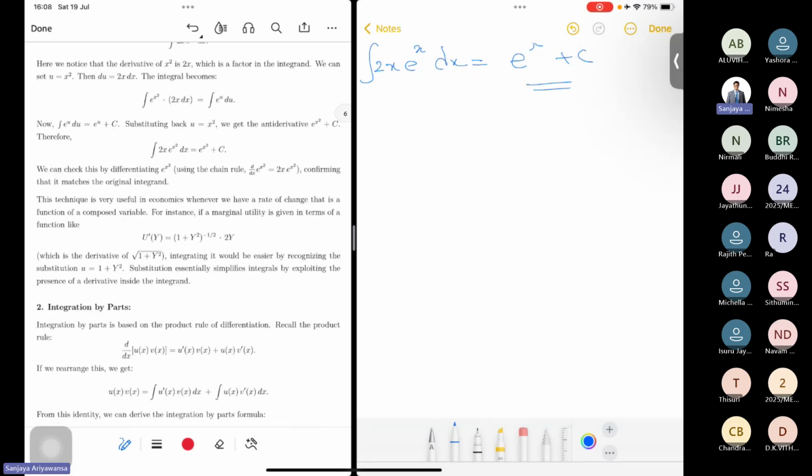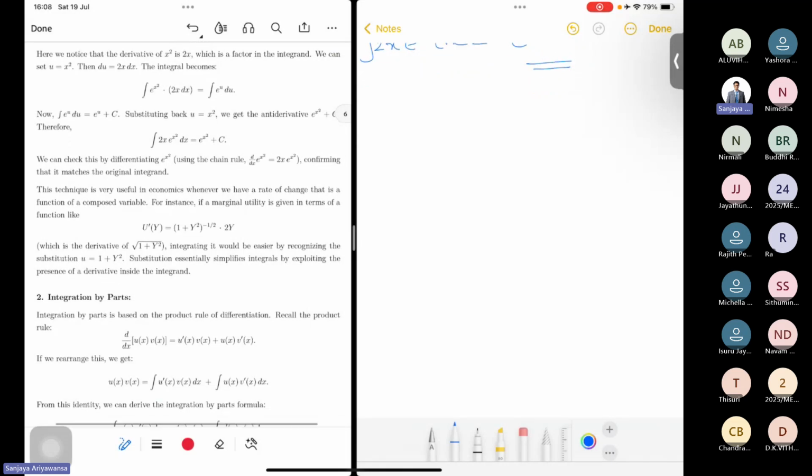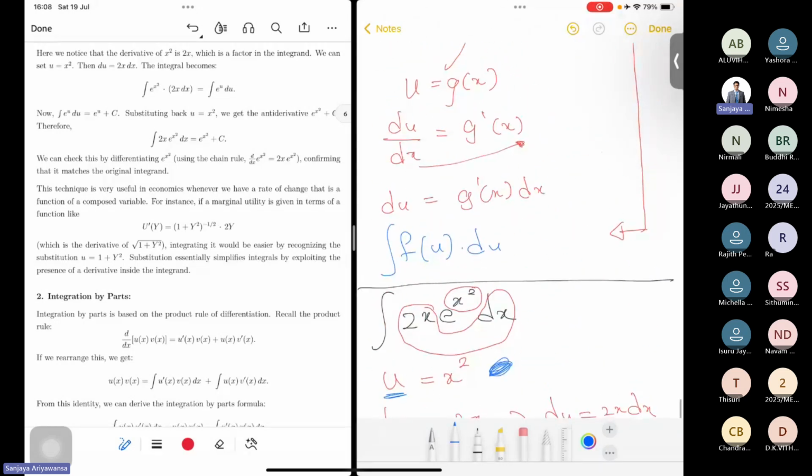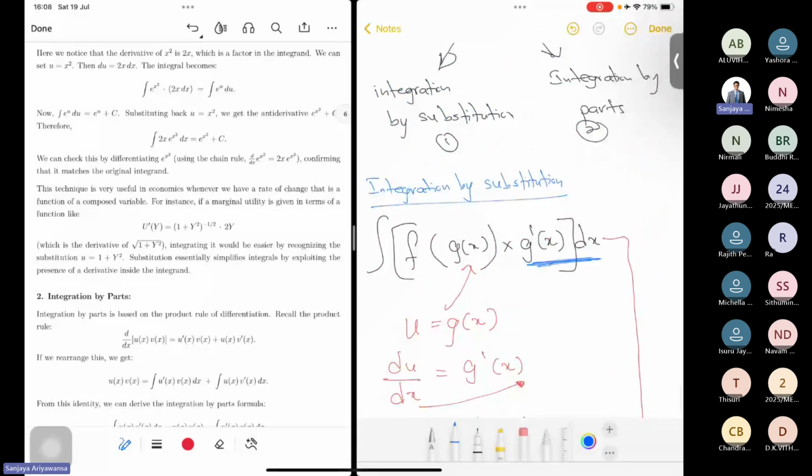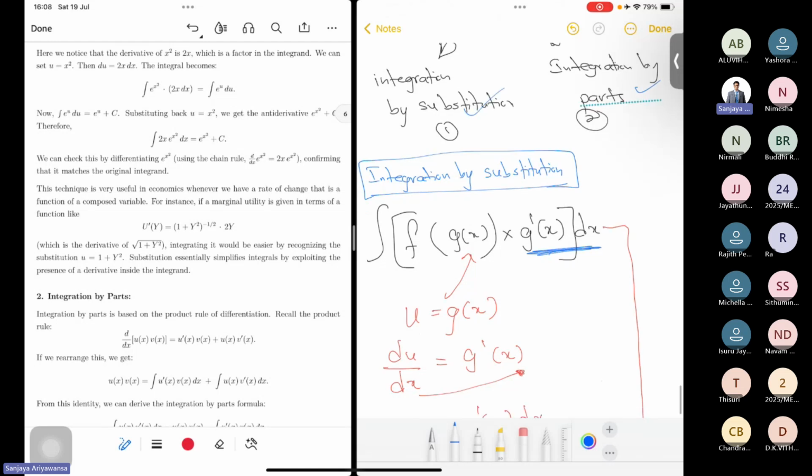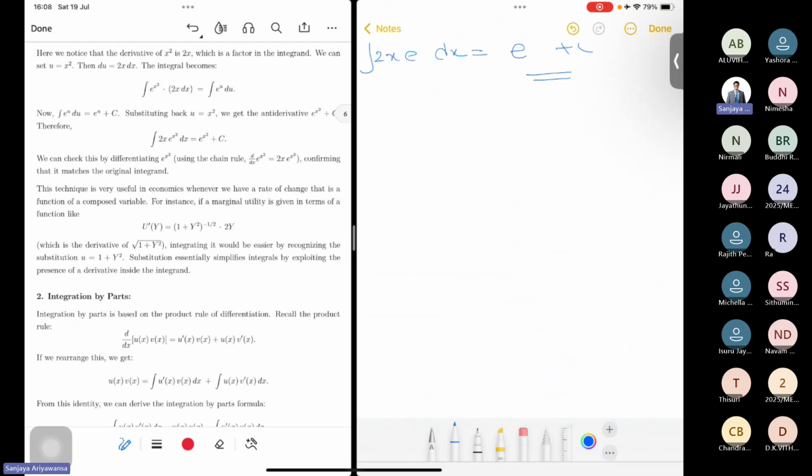No, I don't have another example. I think there might be examples that we can follow later on. But let's move to the second technique. So the first technique we looked at was integration by substitution. The second technique is integration by parts.